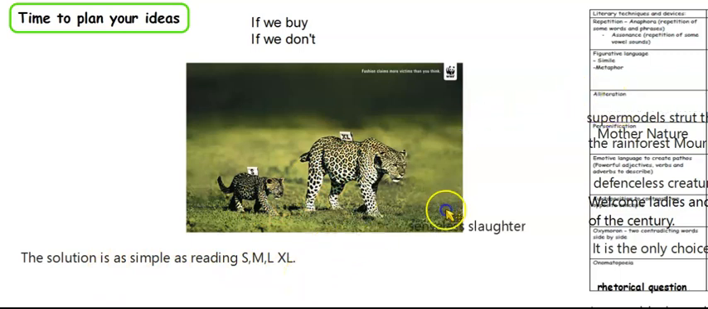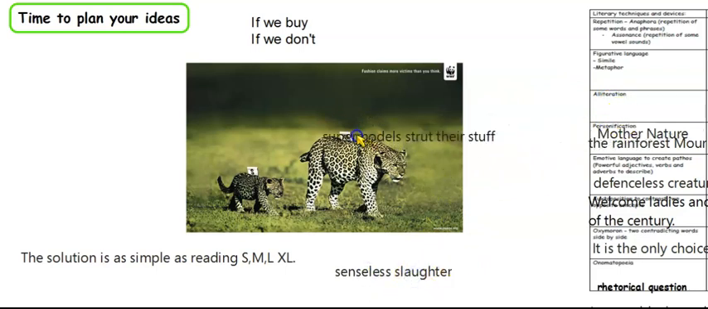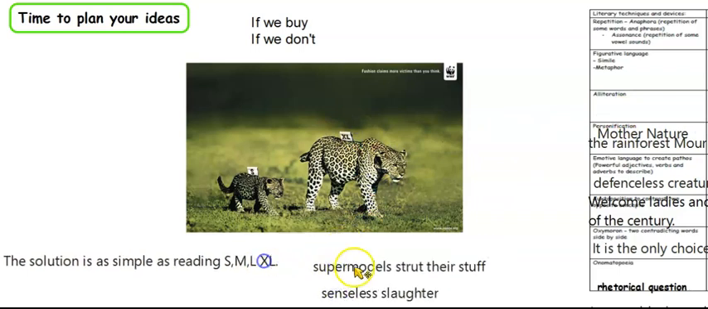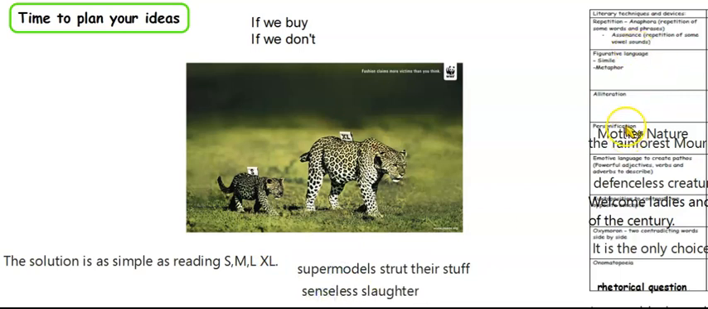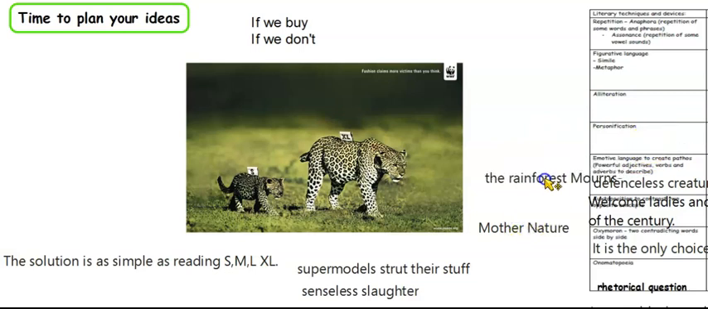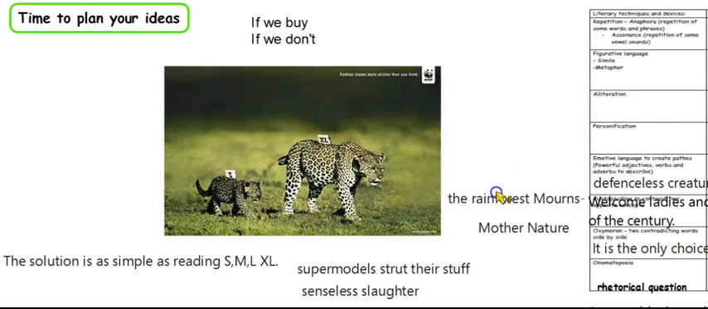Alliteration, I'm going to have "senseless slaughter". I'm also going to have "supermodels strut their stuff". So I'm just going to place these ideas around my image as I'm planning. For personification, I'm going to talk about Mother Nature, and I'm going to borrow the idea that we've read a couple of times before, "the rainforest mourns". In emotive language, I'm going to describe these creatures as being defenceless, and I'm probably going to think of a few more examples along the way of emotive language when I really get writing, but this is my example to show you.